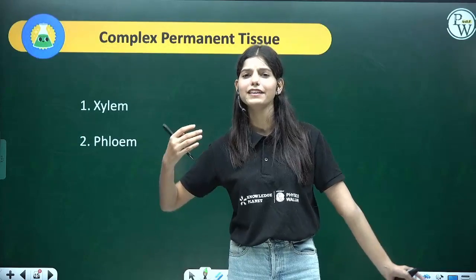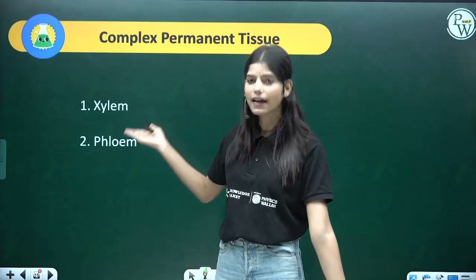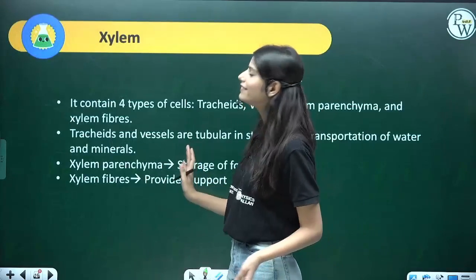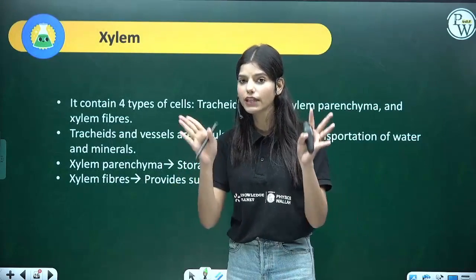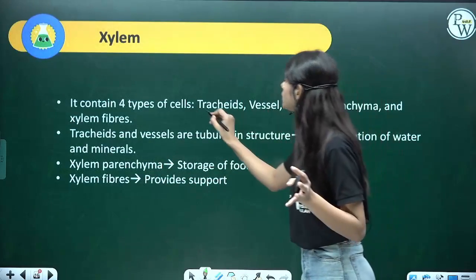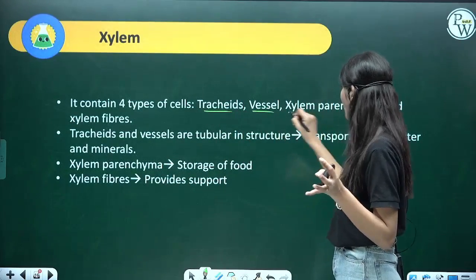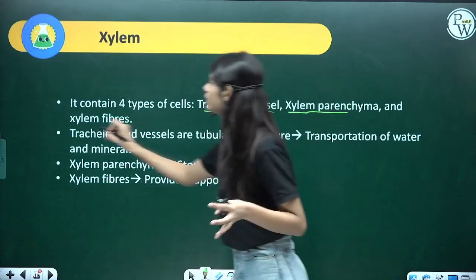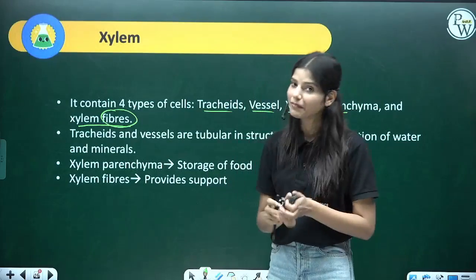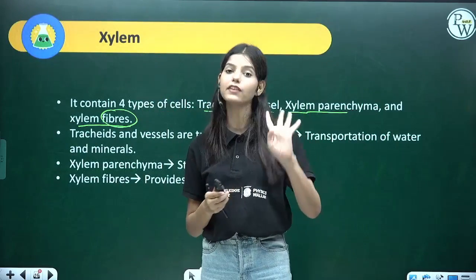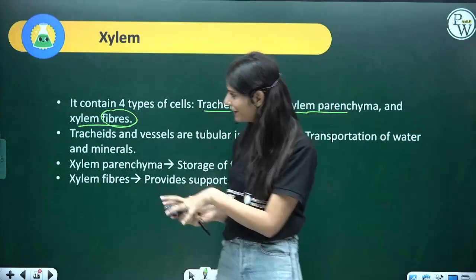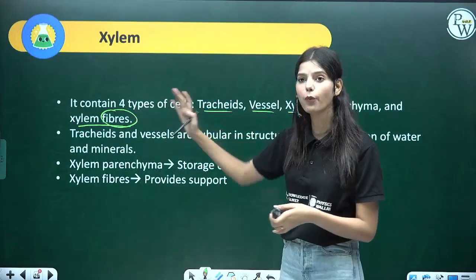You might already be aware of the xylem and phloem, but let's talk about each of them in detail. If you talk about the xylem, guys, it is comprised of four types of cells. What are these four types of cells? These are tracheids, vessels, xylem parenchyma and also the xylem fibers. Fibers means sclerenchyma, okay? So it has four types of cells, and that's why it is a complex permanent tissue. So here, guys, xylem has more than one type of cell.